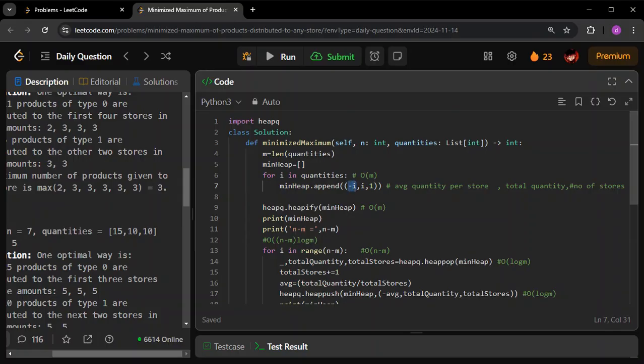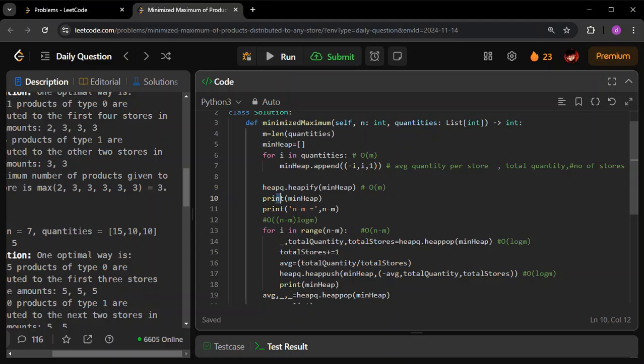Why minus i? I already explained, because we are going to implement a max heap, and this particular library implements a min heap. For that reason, I'm keeping it as minus i. Then I'm starting the heap. I've already formed the array, then I'm doing the in place sorting using the heapify library. It will take O(M) time. Remember that. Next, I'm just printing it for your understanding, and then I'm putting n minus m. What is n minus m?